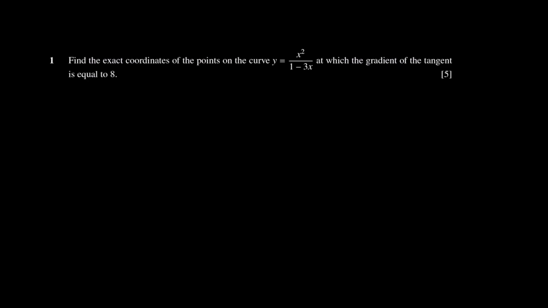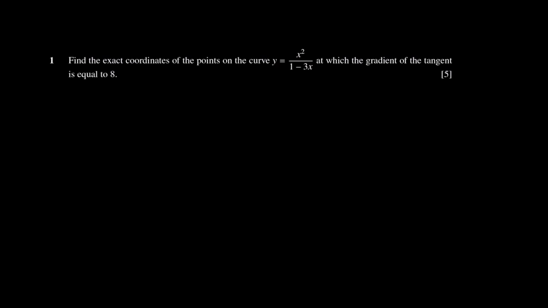All right, then, we want to find the exact coordinates of the points on this curve at which the gradient of the tangent is equal to 8. Now, how do we find the gradient of a tangent? We need to differentiate, okay? So we want to differentiate this function here. And with this particular function, we have got one function divided by another function. So we need to use the quotient rule.